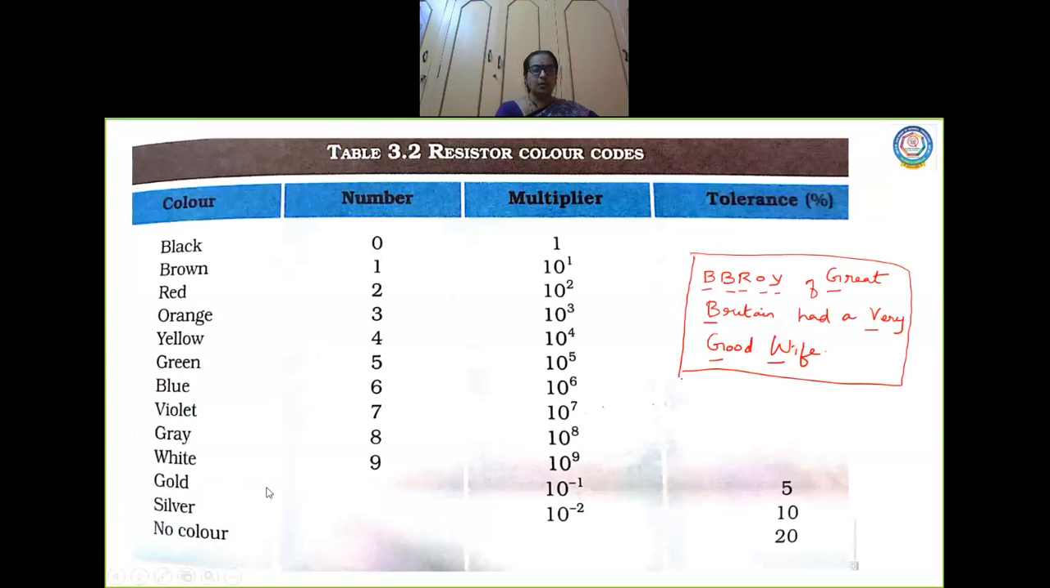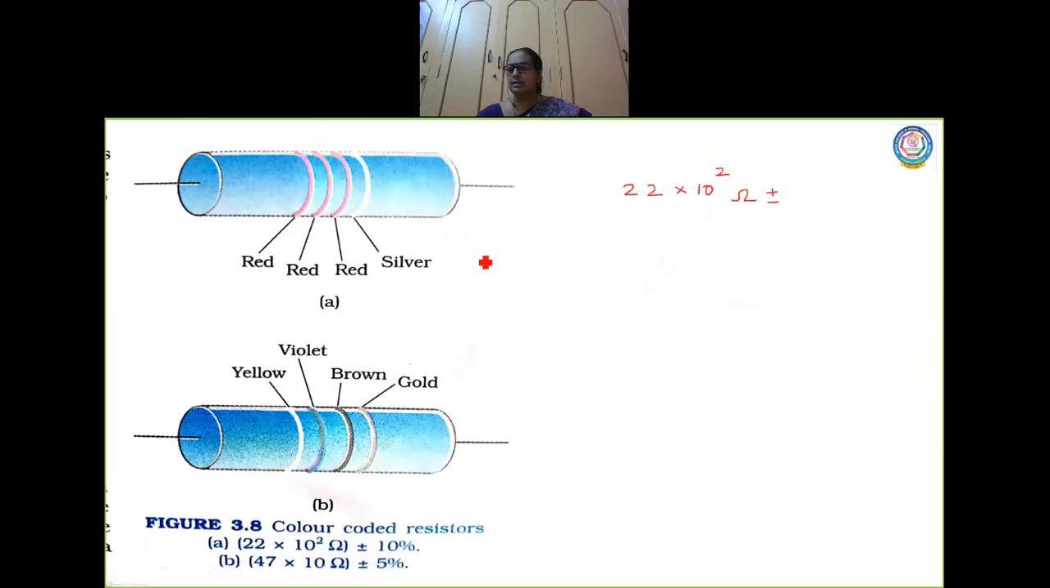Now this gold, silver and no color represents the tolerance rate. Since the color is silver, what is the tolerance of silver? Tolerance of silver is 10%, right? So it is plus or minus 10%. So this is the resistance of the resistor. This is the value. Is it clear? This is how, based on the colors, you will be able to find out the value of the resistance of these types of resistors.